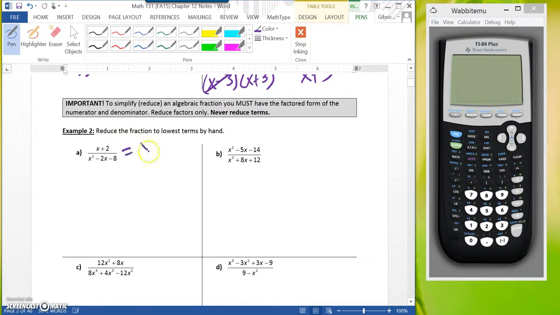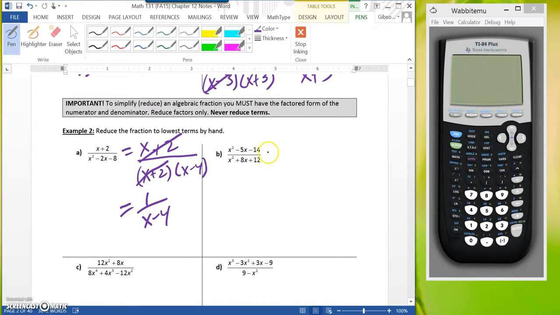We have x plus 2 in our numerator. In our denominator, we can factor this out. This would be x plus 2 and x minus 4. Now we know x plus 2 and x plus 2 would simplify out, and that would leave us 1 over x minus 4, which would be our final answer.